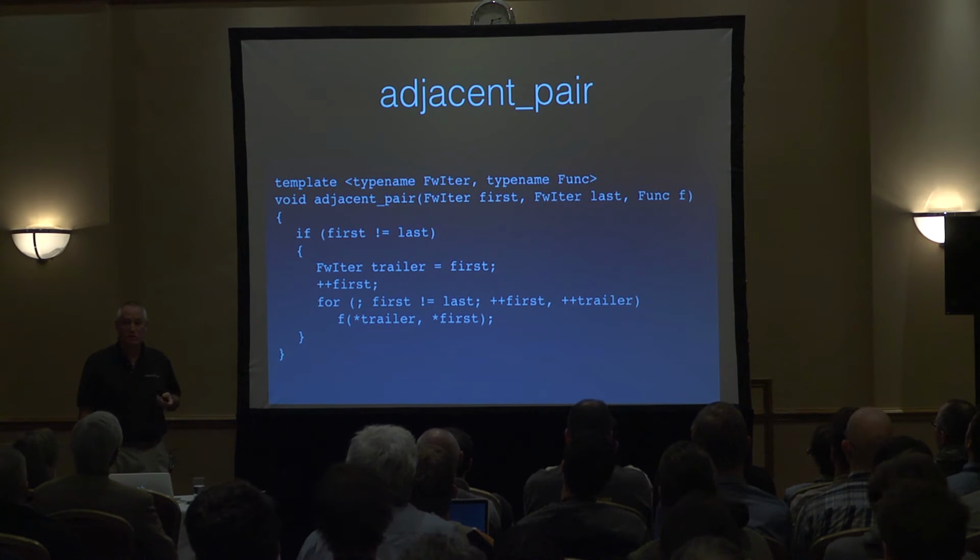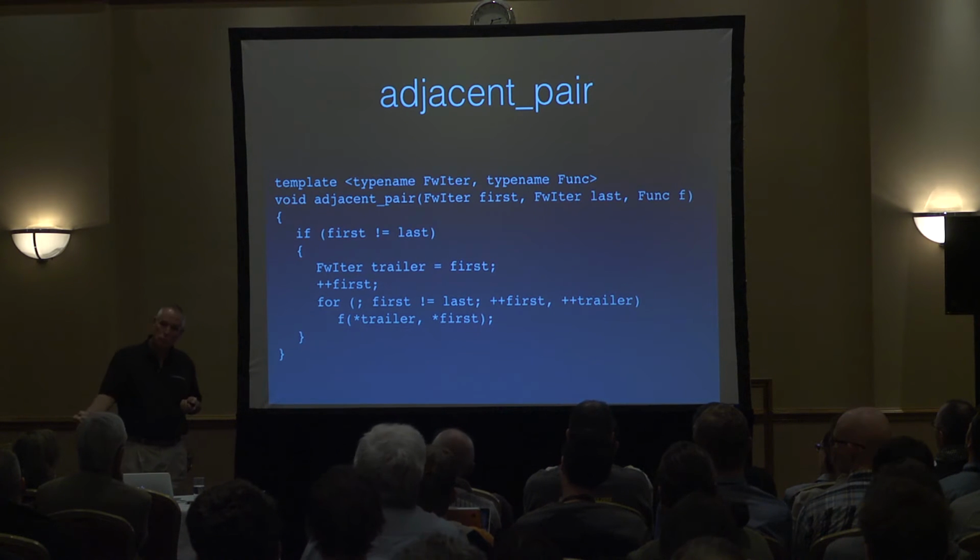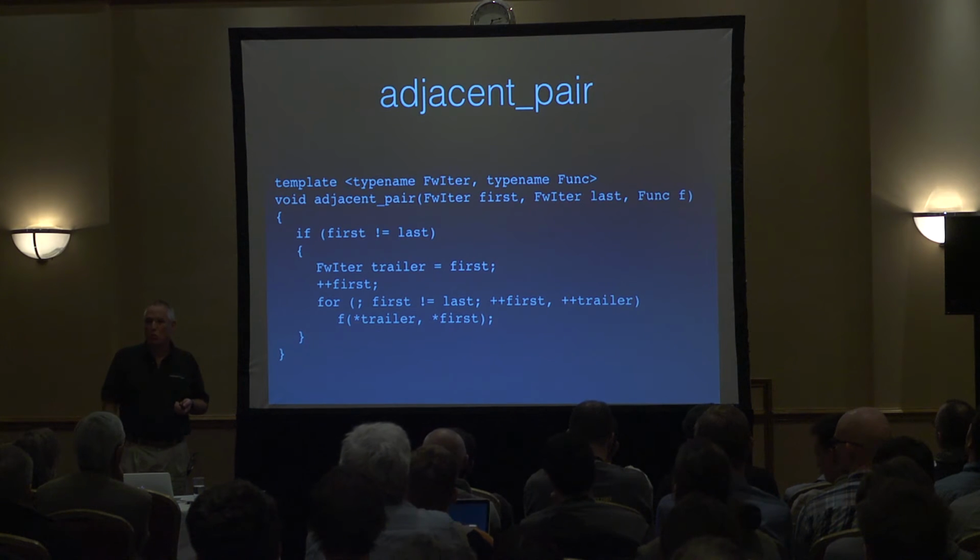an order n algorithm. This obviously you're calling the functor f order n times. It's actually n minus 1 times.